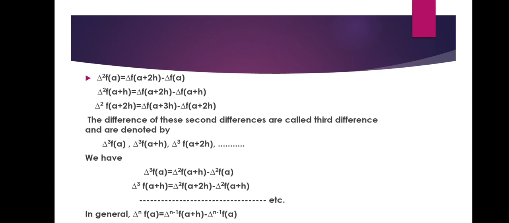Delta square f of a plus h is equal to delta f of a plus 2h minus delta f of a plus h. Delta square f of a plus 2h is equal to delta f of a plus 3h minus delta f of a plus 2h. The differences of these second differences are called third differences.